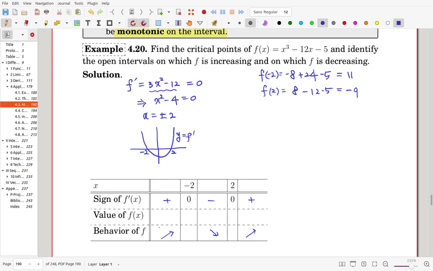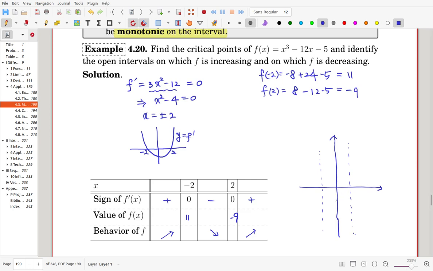So here, the value of f is now 11, and that is -9. And of course, at x equals 0, the value is -5. So you can make a sketch roughly in this way. That is the x-axis, and that is the y-axis. Now at -2 and 2, the slope must be 0, so it is horizontal around there.